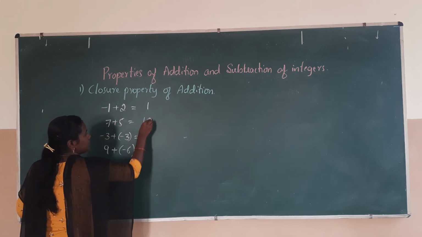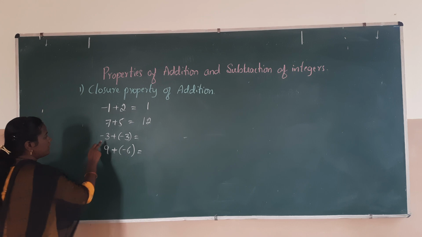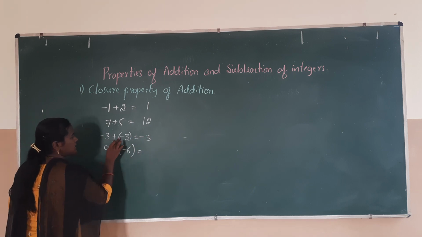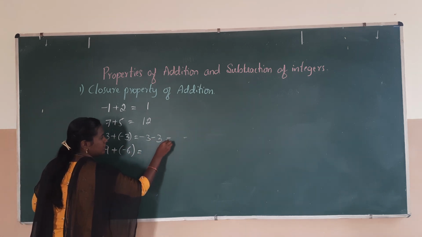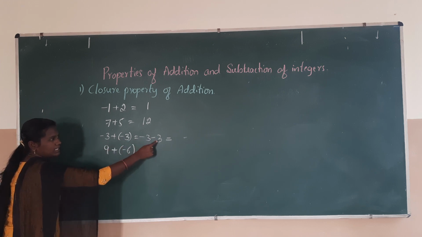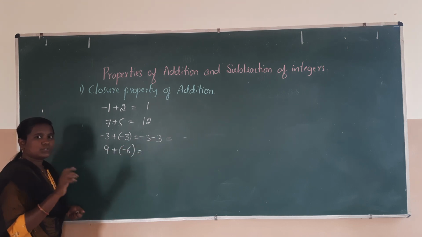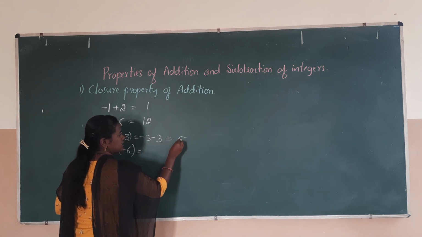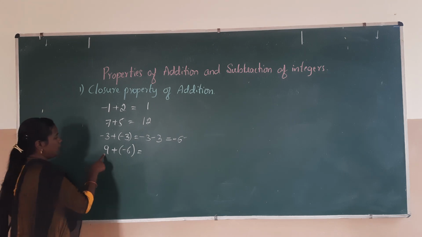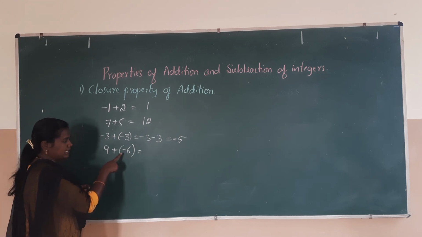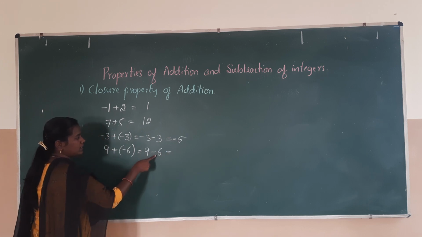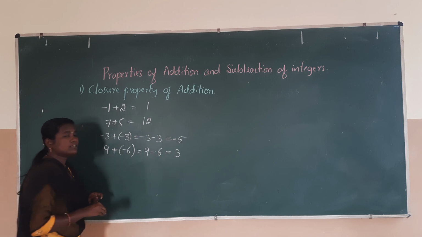7 plus 5 is 12. Yes. -3 plus -3. See, -3 as it is, plus into minus is minus 3, both are having same sign, so add. So 3 plus 3 is 6. Both are having same sign, so answer is -6. Now 9 plus of minus 6 is there, plus into minus is minus. 9 minus 6 is equals to. What is 9 minus 6? Yes, of course it is 3.